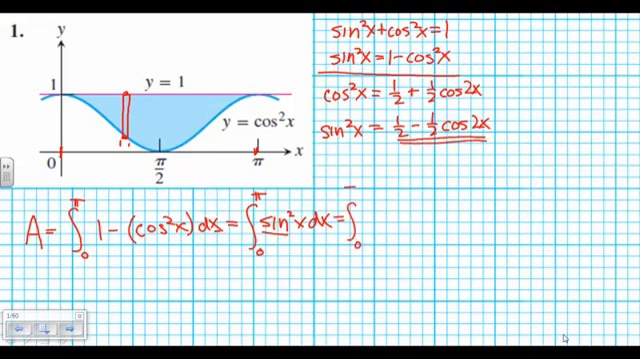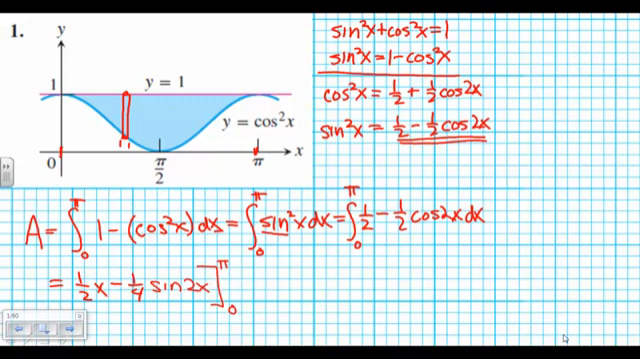We still have the integral from 0 to pi, but now it's 1/2 minus 1/2 cosine 2x dx. That is equal to, the antiderivative of 1/2 is 1/2 x. The antiderivative of 1/2 cosine 2x is negative 1/4 sine of 2x, and that is being evaluated from 0 to pi.